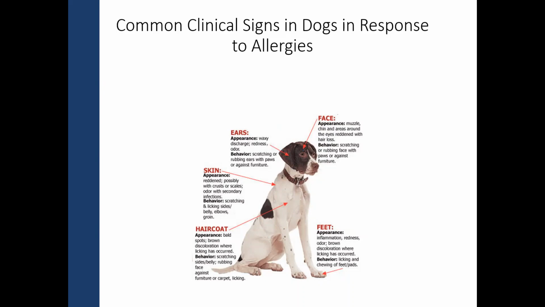We can see changes in the skin. We can see reddened skin, possibly with crusts or scales, odor with secondary infections, and again, scratching, licking at the sides, belly, elbows, and groin. You may see changes in the hair coat. There may be bald spots or brown discoloration where the pet has been licking. Changes in behavior will include scratching, sides and belly, rubbing the face against the furniture or carpet, and excessive licking.